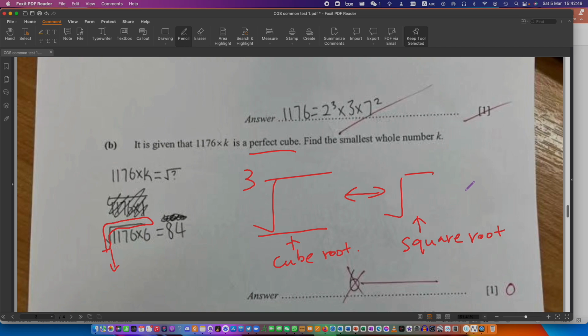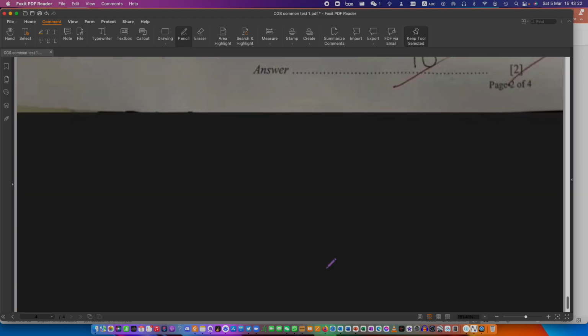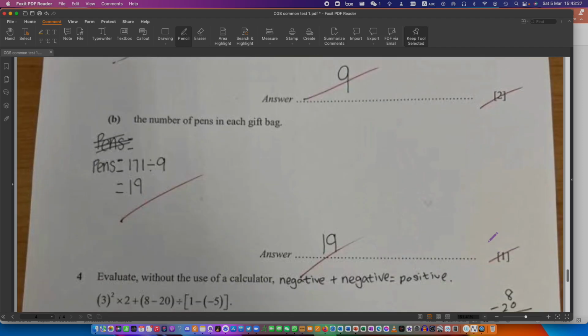The opposite of square root is something square. The opposite of cube root is something cube. So what is the error here? Question asked for perfect cube. She used perfect square. Okay? You understand me or not? Never answer the question at all. Okay? The rest is okay.